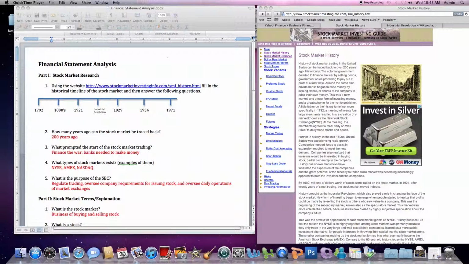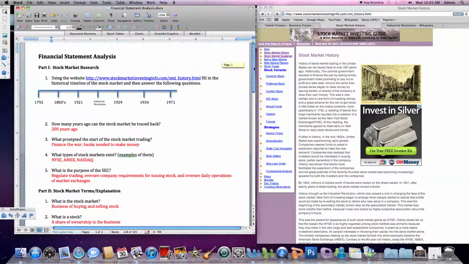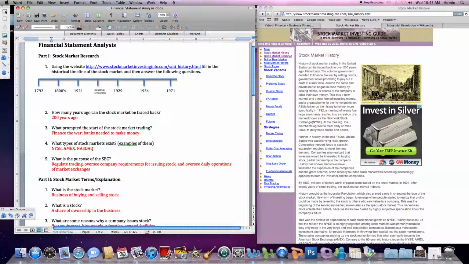Okay, here we go. Part 3, financial statement analysis. We're going to go over the answers for your part 1 and part 2, and then move on to part 3 in your research project. All right, so over here in the timeline, I did not fill in the answers. I'm just going to talk to you briefly real quick about what you should have for each one, and then we'll kind of press on from there.